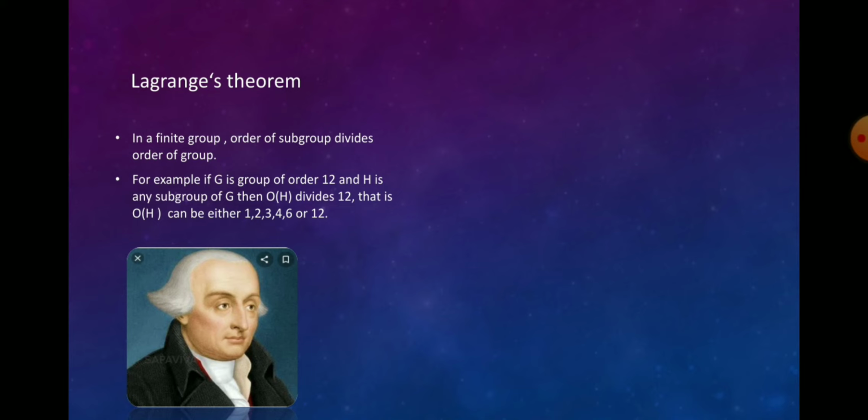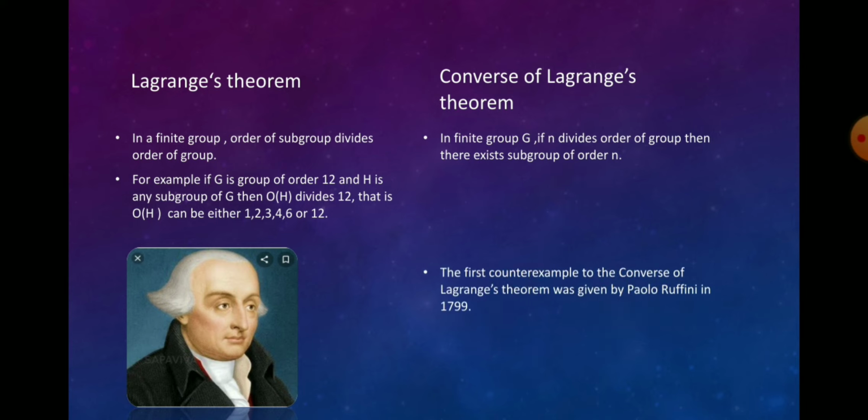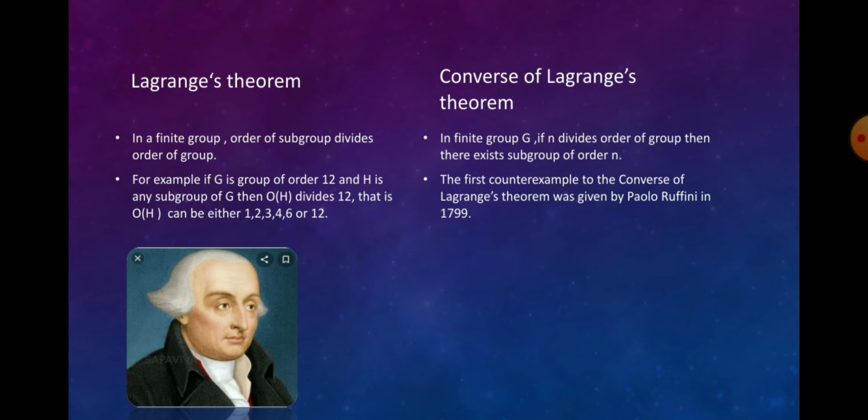Correct? The thing to note is, the converse of Lagrange's theorem is not true. But if I try to write the converse, what could it be? It could be stated as: in a finite group G, if n divides the order of the group, then there exists a subgroup of order n. Let us just see something about it. We know this is not true, but the first counterexample to the converse of Lagrange's theorem was given by the mathematician known as Ruffini in 1799.